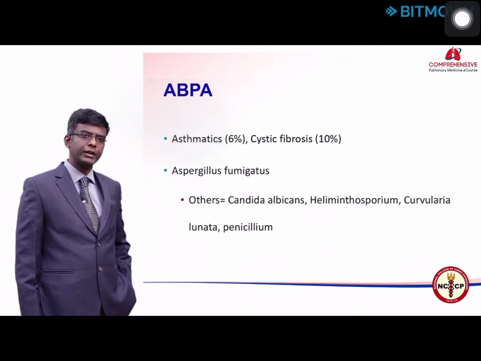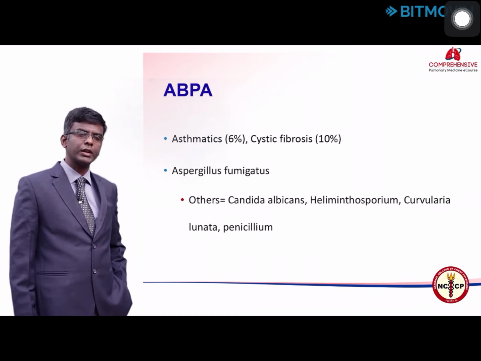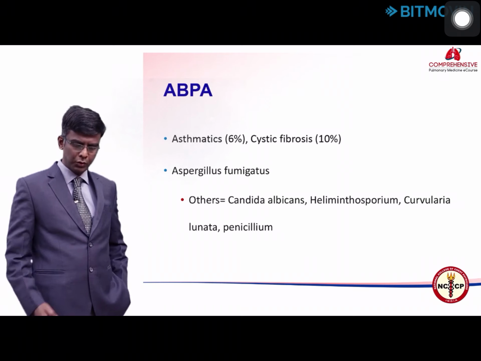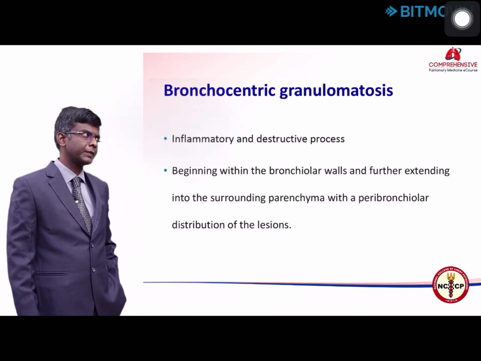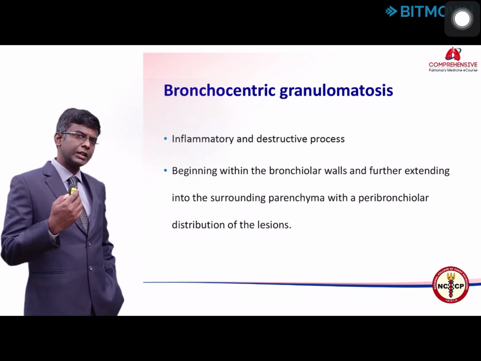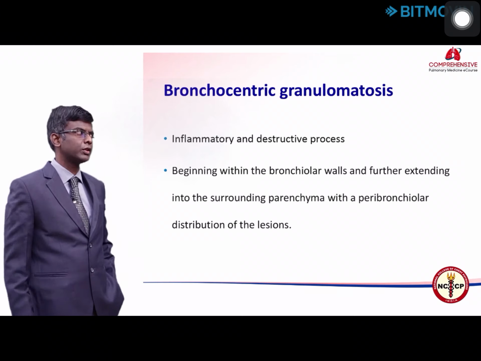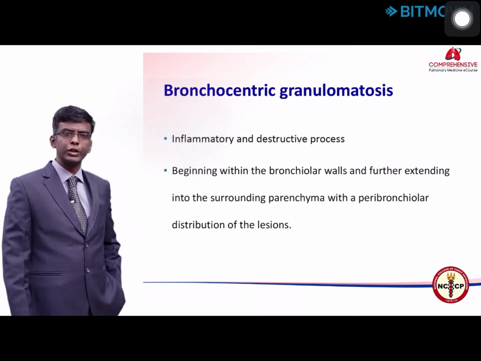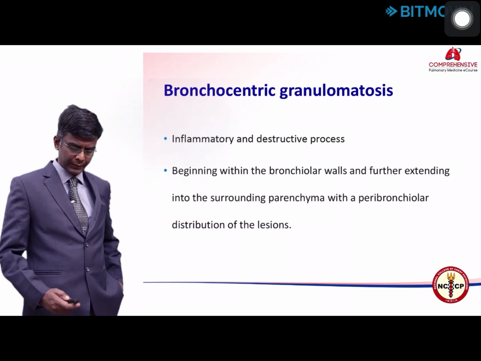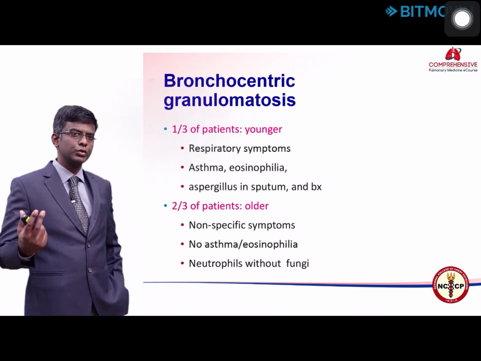Allergic bronchopulmonary aspergillosis is an eosinophilic lung disorder. I won't be talking about it because there is a separate session on ABPA. Bronchocentric granulomatosis is a rare condition. There is an inflammatory and destructive process which starts from the bronchioles and further extends into the surrounding parenchyma in a peribronchiolar fashion. And these patients present in two different ways.